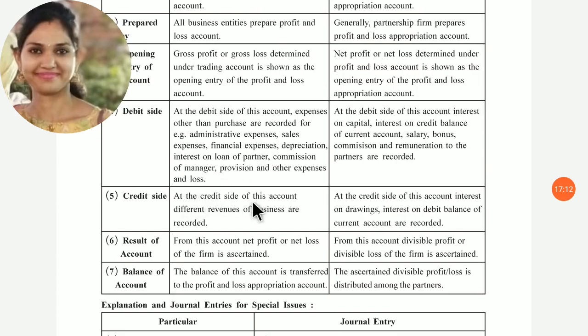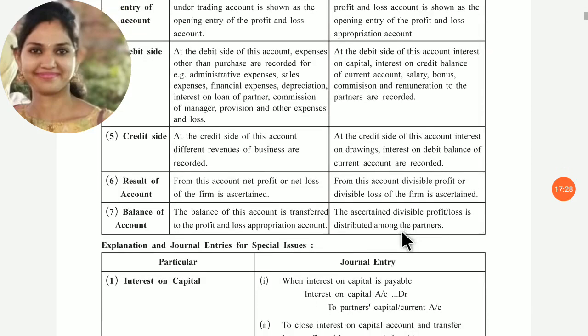Credit side: on the credit side of the P&L account, different revenues of the business are recorded. It means different types of incomes are recorded on the credit side. On the credit side of the appropriation account, interest on drawings and interest on debit balance of current account are recorded.